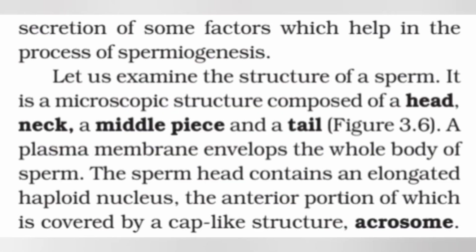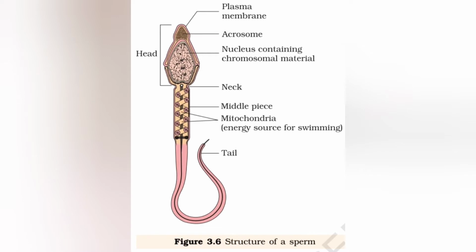So let us understand the structure of sperm. In the microscopic structure, a sperm is composed of head, neck, middle piece and tail. A plasma membrane envelopes the whole body of the sperm. The sperm head contains an elongated haploid nucleus, the anterior portion of which is covered by a cap-like structure, the acrosome. Mark the parts: head, neck, middle piece, tail, haploid nucleus and the cap called the acrosome.